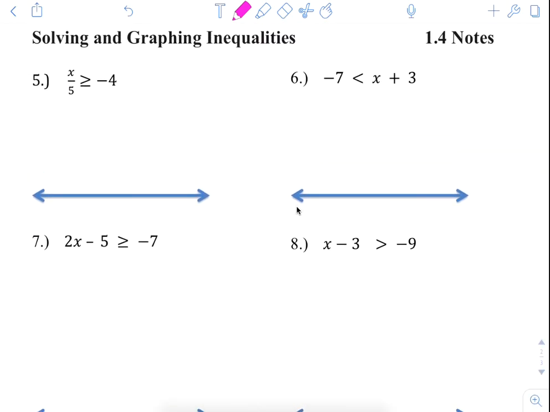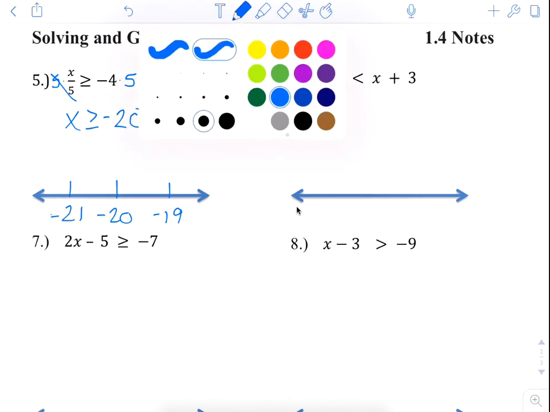All right, I'm going to keep it zoomed out now. If we're looking at problem 5, this looks very similar to the one we just did. I need to solve, get rid of the 5, so we multiply. If the 5's cancel and I'm multiplying by 5, do I flip the sign? No, because I multiplied by a positive number. So we're keeping with this, -20, negative 19, negative 21. We're going to make this one a closed circle this time.